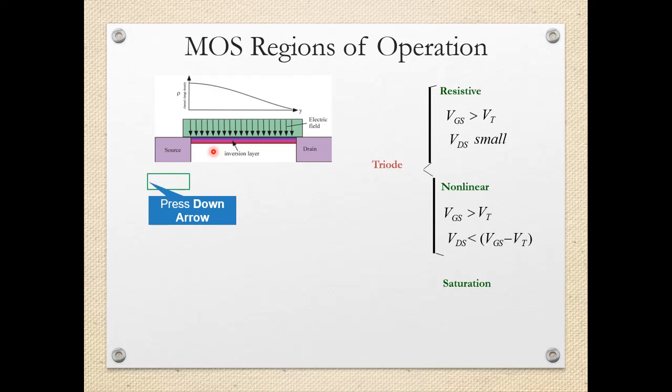And a current can flow between source and drain. So if VGS is greater than VT and VDS is small, then it will result in the inversion.